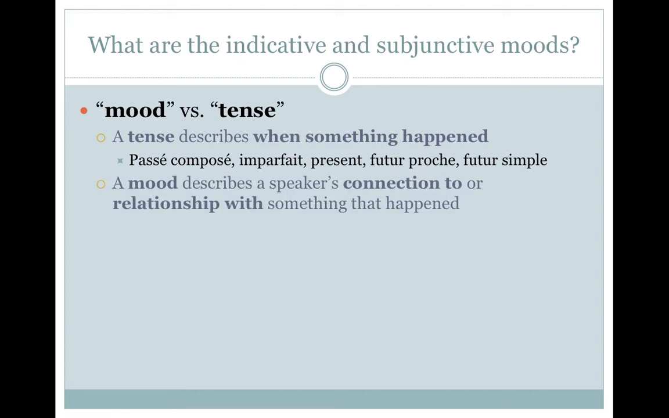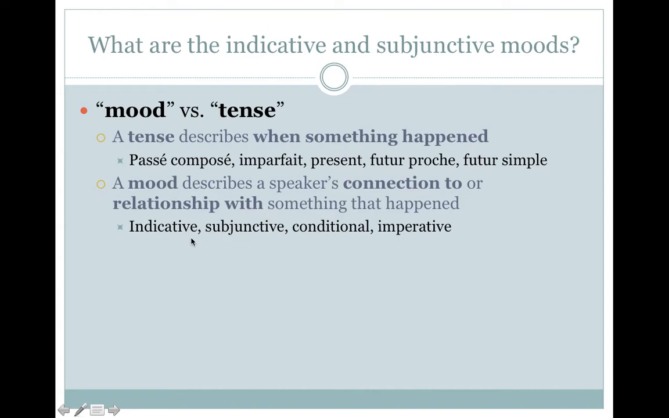A mood describes a speaker's connection to or relationship with something that happened. So it's a little bit more abstract, a little bit more difficult to pinpoint on a timeline. There are 4 moods: indicative, subjunctive, conditional, and imperative. So surprise, we've already learned one of these, the conditional. I know I called it a tense. I'm sorry for that, but it had to happen just to make this a little bit easier to get through. So the conditional we learned fits our example of what a mood is, right? The conditional doesn't necessarily tell us when it happened. It's just saying what you would do if you could. So it's more your connection to or relationship with something that might happen or has happened or will happen.